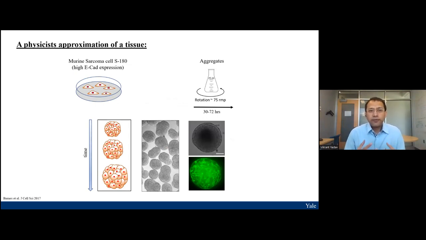So this is how a physicist would make a tissue. You take some cells, put them into a petri dish, and let them grow for about 2 days. When you have a sufficient number of them, take them out and put them into a beaker. Use a beaker which is non-sticky so that cells do not stick to the surface, and put it in a shaker where it gyrates for about 2 days at a given rotation. Two days later, you go back and voila, the centripetal forces have taken action. Everything has clumped together and made these aggregates.